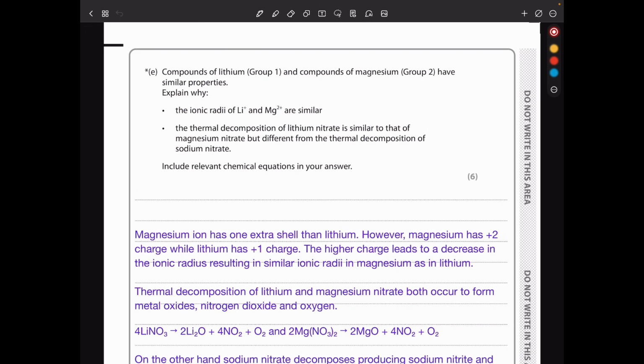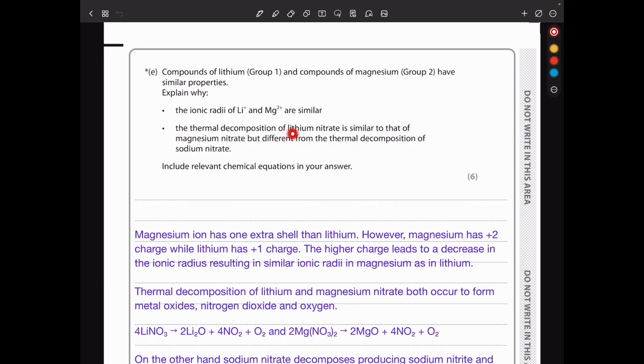And in part E, they say compounds of lithium, which is in group 1, and compounds of magnesium, which is in group 2, have similar properties. Explain why the ionic radii of lithium and magnesium are similar. Now, if you look at these two, the magnesium ion has an extra shell, but lithium doesn't. However, this has a 2+ charge, and this has a +1, so this attracts the electrons in the outer shell more, making it smaller, so they have almost similar ionic radii.